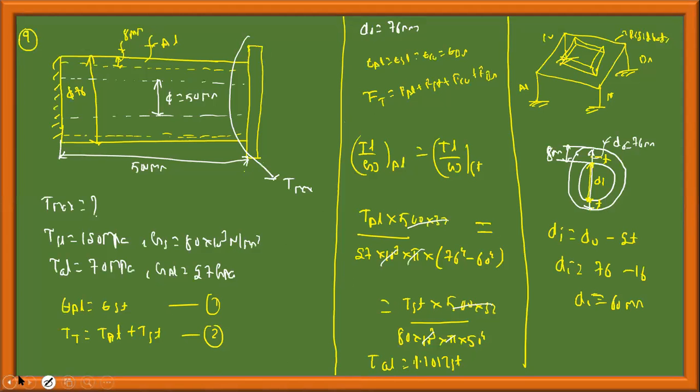From the second equation, Tt is equal to T aluminum plus T steel. Tt, the total torque at maximum torque, is equal to 1.101 T steel plus T steel, so total torque is equal to 2.101 times T steel. Now we have to find T steel. How do you go ahead? We'll use this equation.